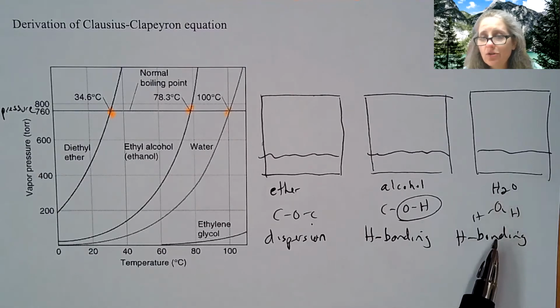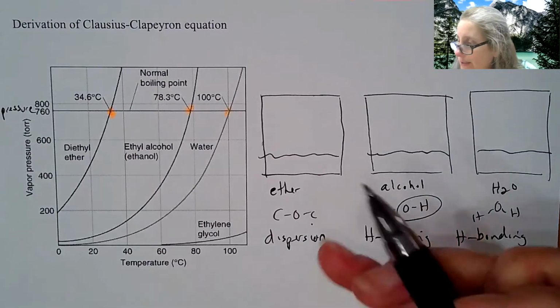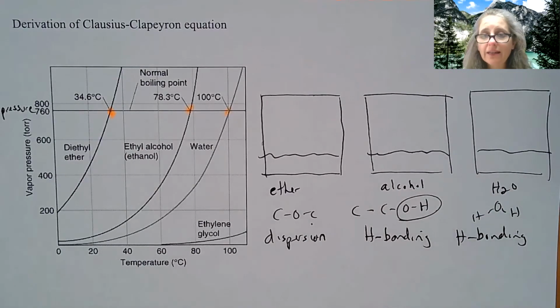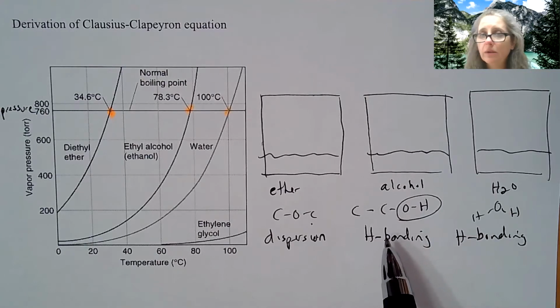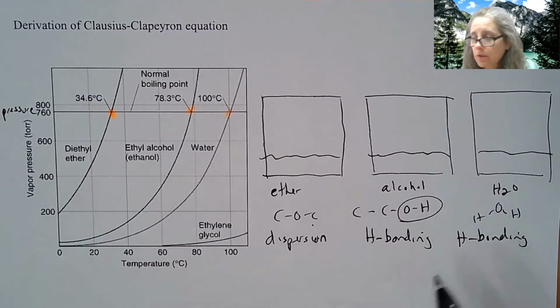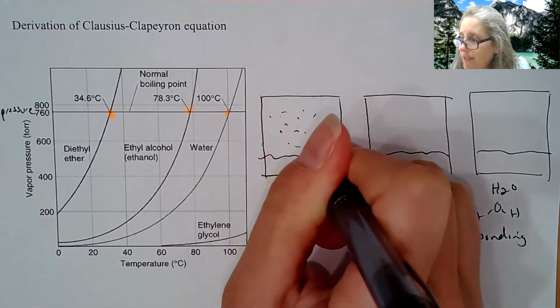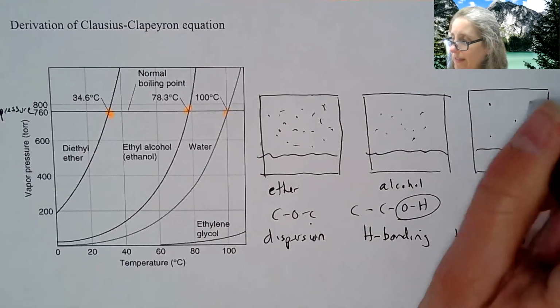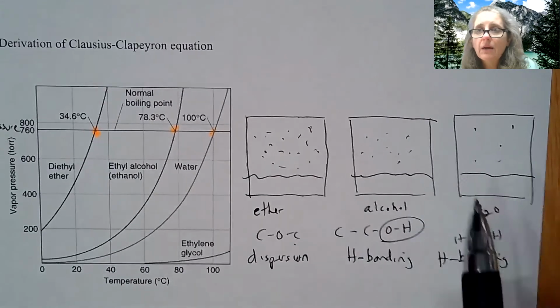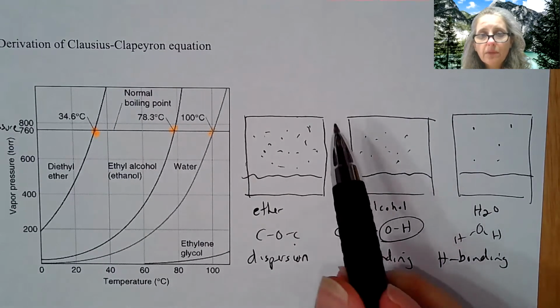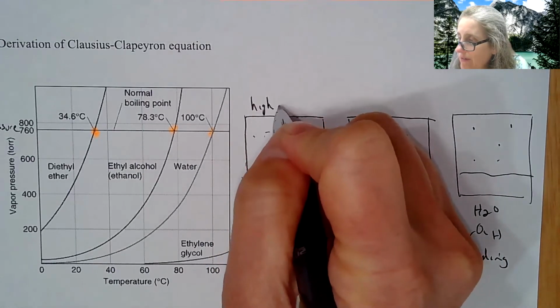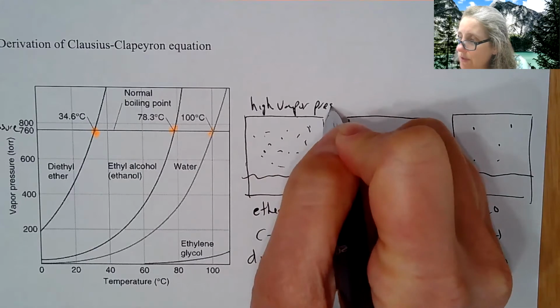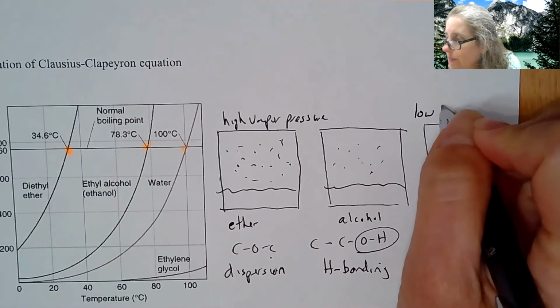It is so unusual. It is a small molecule. Ethyl alcohol is 2 carbons, a relatively larger molecule. You would think that water would have a lower boiling point than an alcohol would, but it doesn't. So what would the picture look like? For ether, you would have a lot of vapor in there. Alcohol, you would have a lot, and then water, very little in comparison. Think of this picture as meaning this has high vapor pressure, versus water, which has low vapor pressure.